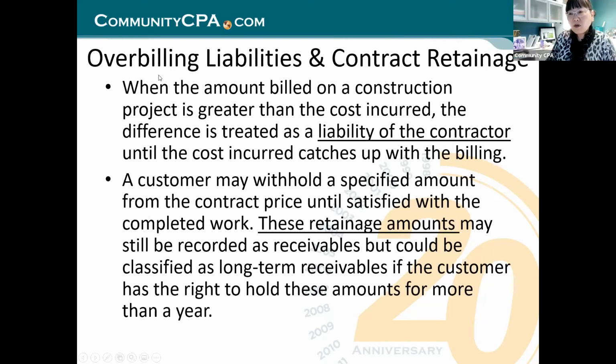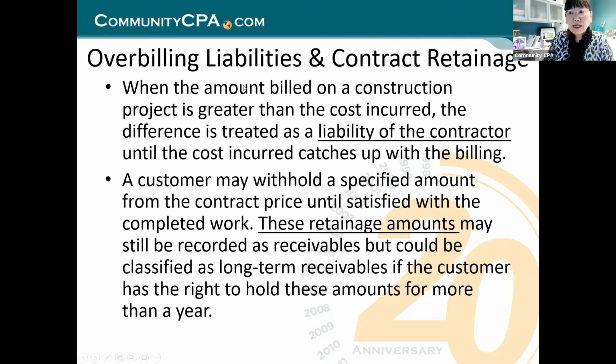So this overbilling liability, when the amount billed on the construction project is greater than the cost incurred, that means you actually billed too much and the cost is less, right? So the difference is treated as a liability of the contractor until the cost incurred catches up with the billing. So you don't recognize it as revenue, because you will eventually catch up, because maybe the material got delayed, especially right now, the delay is long, okay? You probably overbilled, but that's okay. You don't recognize it as income, and you recognize it as a liability.